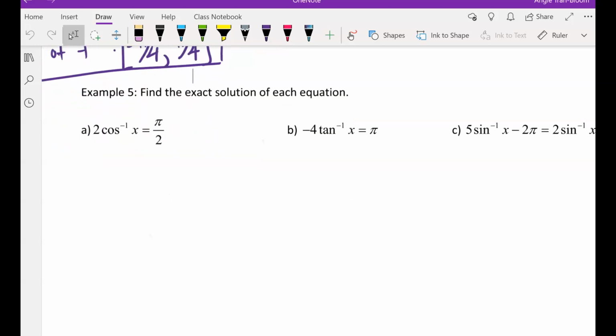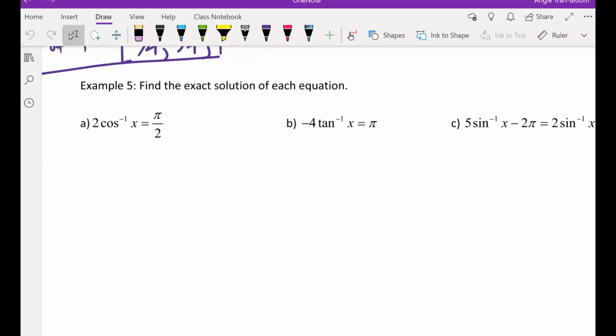All right, y'all. Example 5. Jazzy, can you help me read the instruction to example 5? Good. Find the exact. So, Chris B, calculator or no calculator? No calculator. Perfect. Find the exact solution for each of these 3 equations. So, that means no calculator.